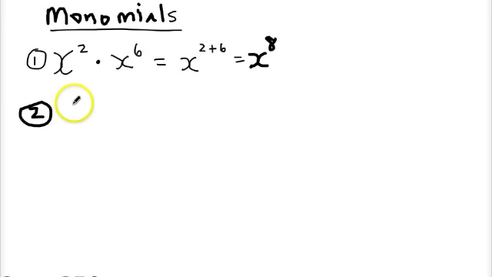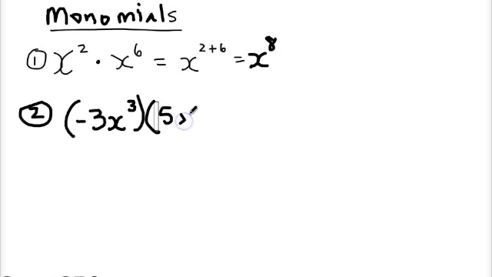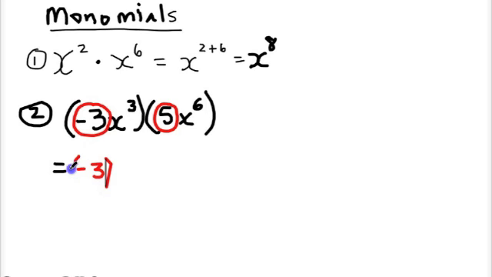The second one. Remember, if you have two numbers beside each other in brackets, it also means multiplication. Negative 3x cubed times 5x exponent 6. So what we do first is we multiply the coefficients. The coefficient tells you how many x cubes we have. We have negative 3 here, and we have 5 here. So you multiply negative 3 times 5.